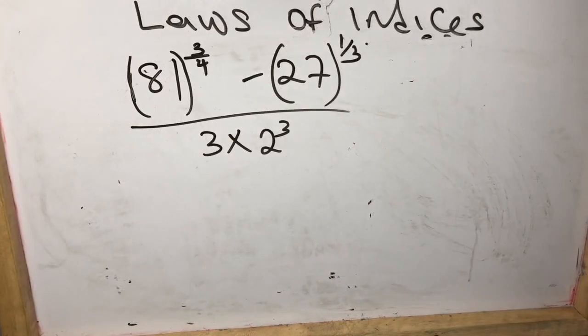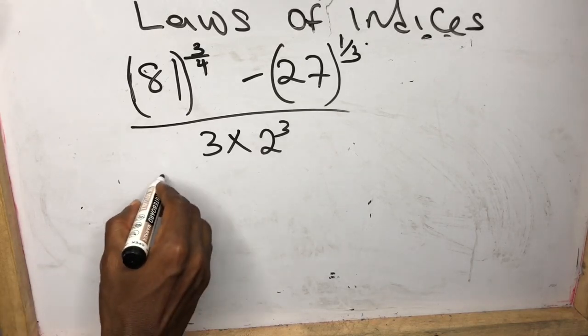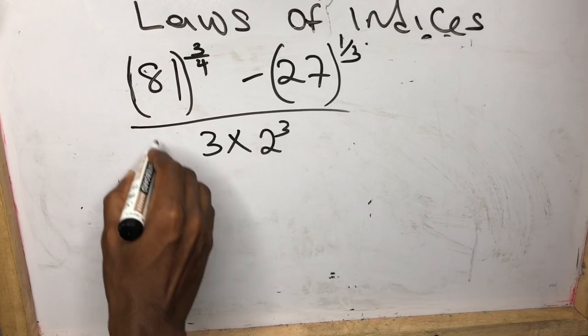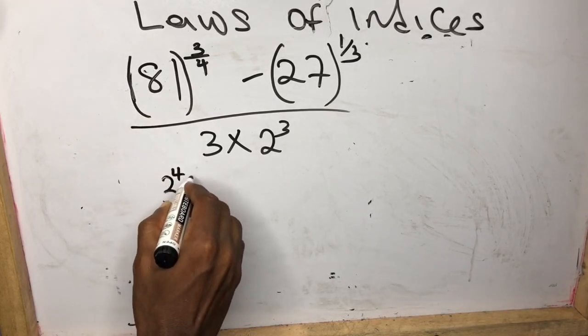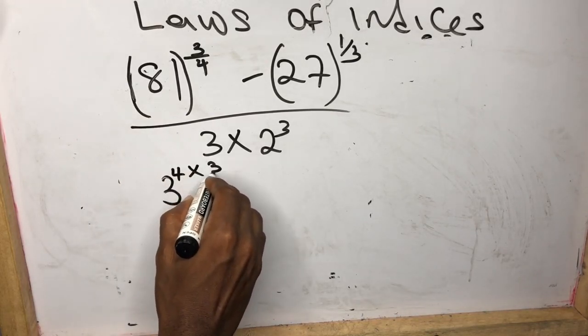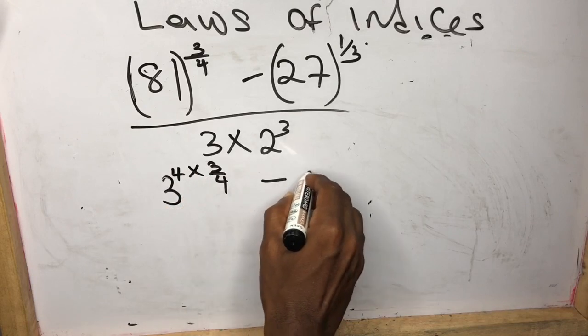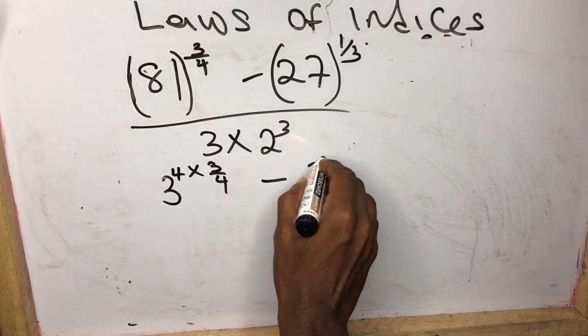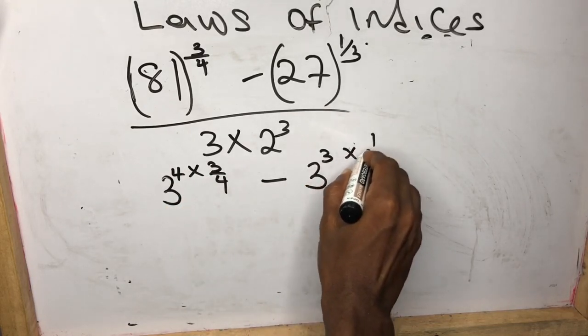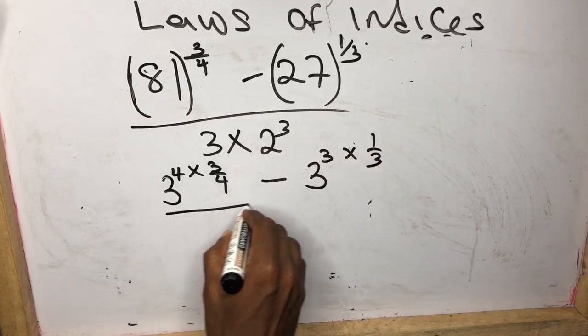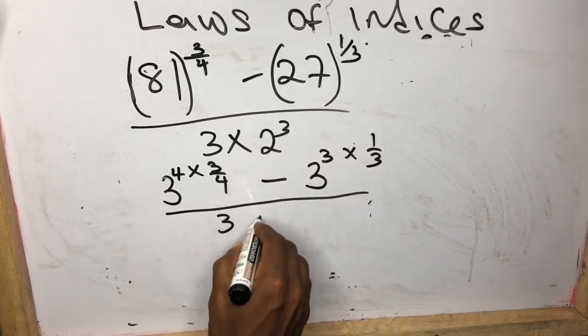So for the second question, we have 81 raised to the power 3 over 4 minus 27 raised to the power 1 over 3, divided by 3 times 2 raised to the power 3. So the first thing that we have to do is to look for a way to simplify 81 and 27. 81 is 3 raised to the power 4, so you multiply it by 3 over 4 there. Minus 27 is 3 raised to the power 3 times 1 over 3. So everything divided by 3 times 2 raised to the power 3.